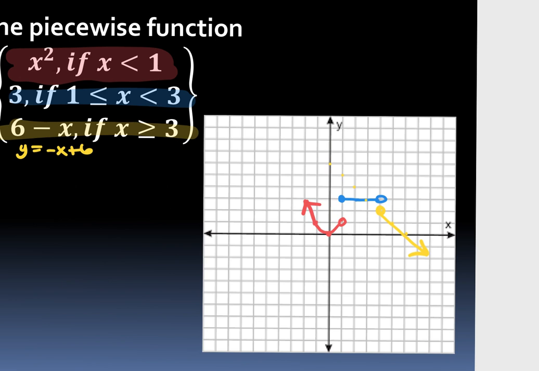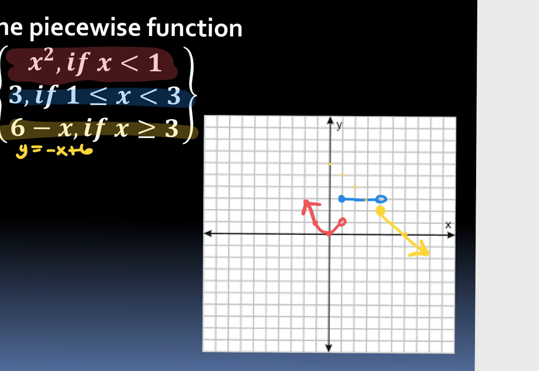The y equals 3 is a horizontal line. That's the blue one. It's greater than or equal to 1, that's why it's solid on the left, but then less than 3, which is open on the right. And then the last one is y equals negative x plus 6. So that's the yellow, and it should have the solid dot.